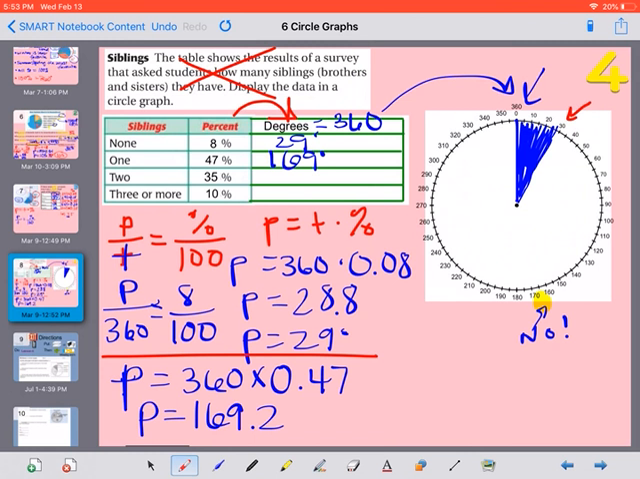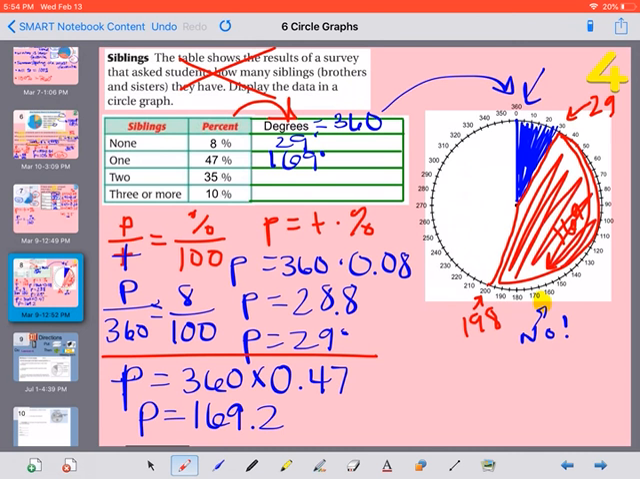So we need to start right here from 29 degrees and figure out, well, we need to go 169 more degrees around the circle. So 169 plus 29 gives us 198. So we need to put our mark right here at 198 degrees. That will show that this section is 169 degrees. Okay? So far we have, this is how many people had no siblings? None. This is how many had one sibling.